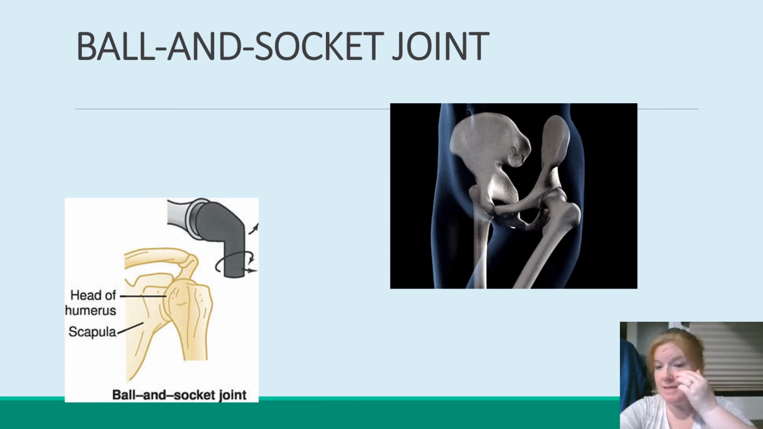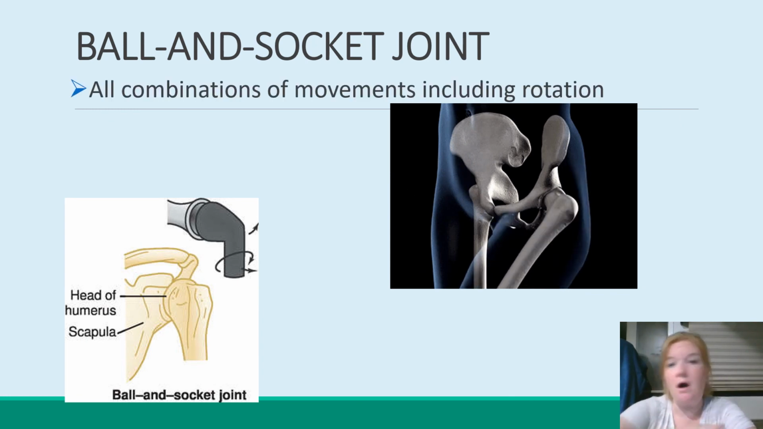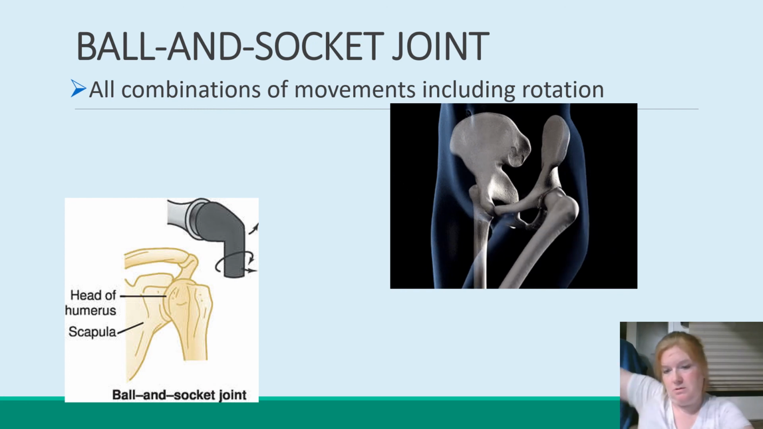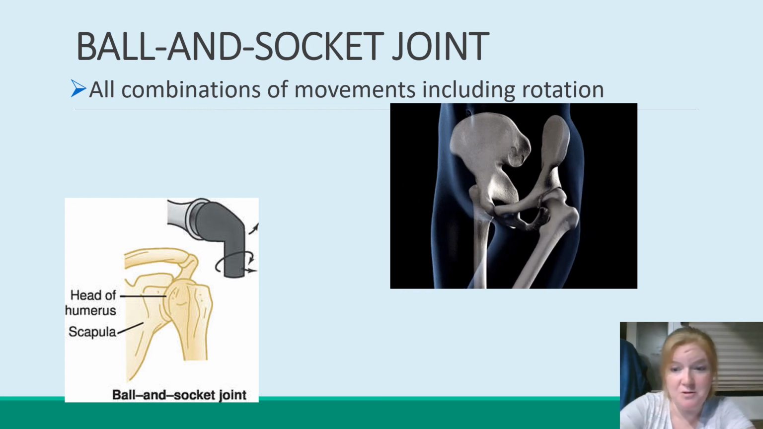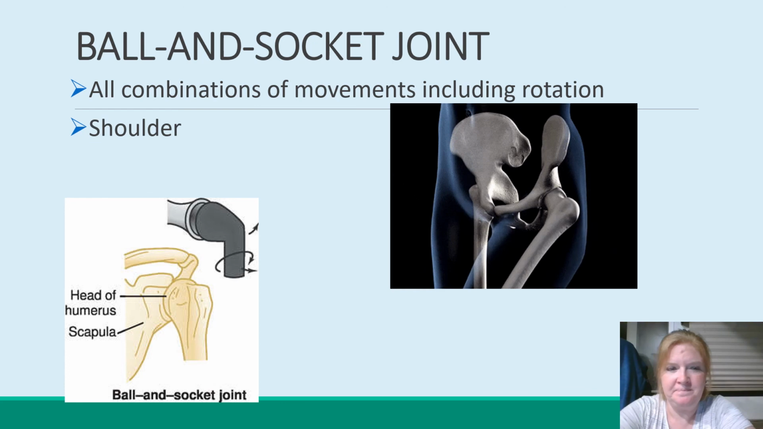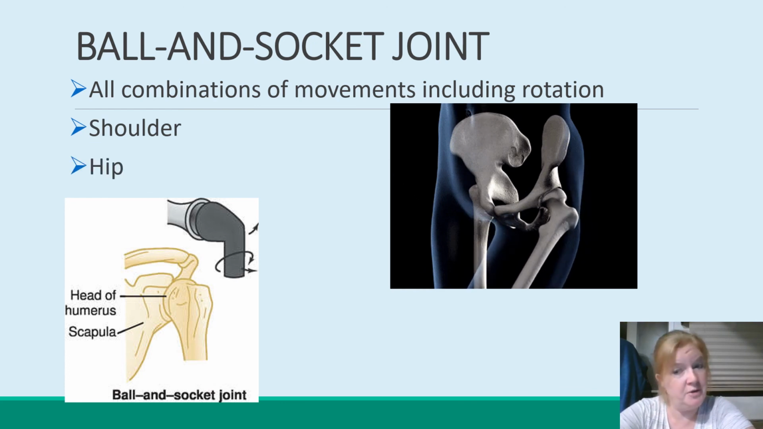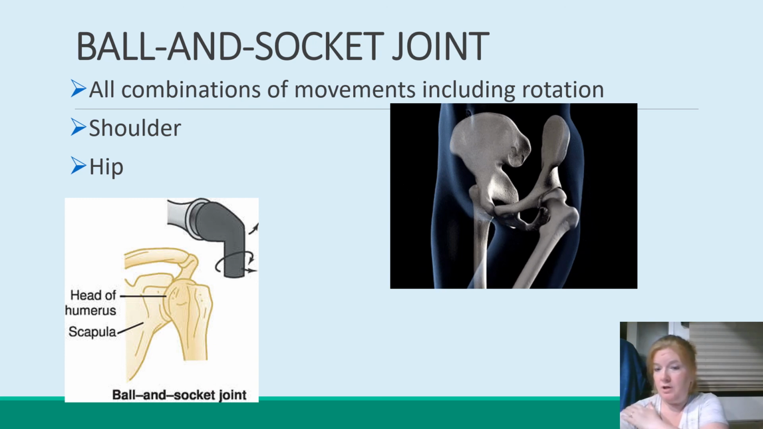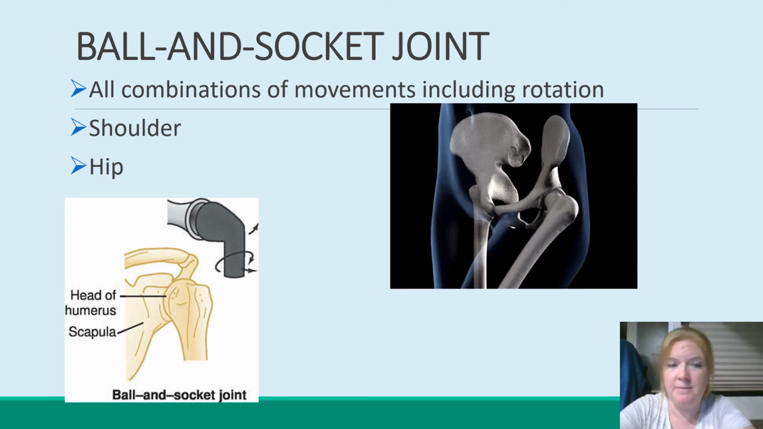And then ball and socket joint. It allows all combinations of movement, including rotation. We're going to talk about all those movements in a later video. Your shoulder and your hip, ball and socket. So the ball of the humerus fits into the socket of the shoulder, and the ball of the femur fits into the socket of your hip.